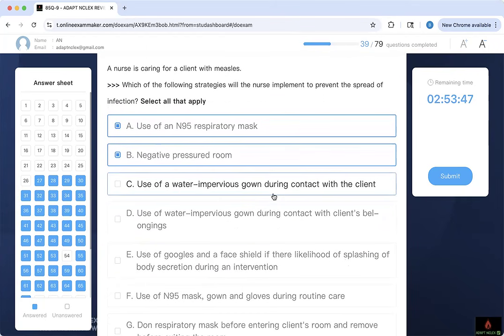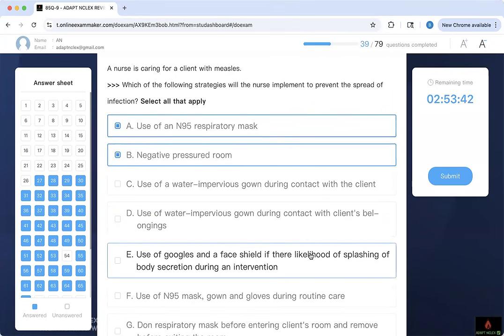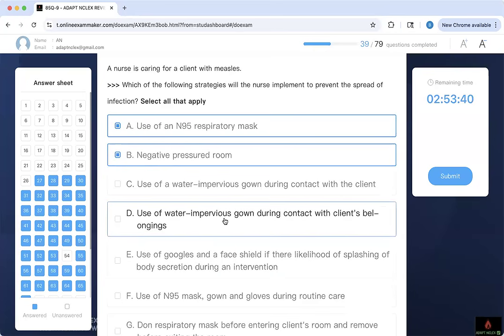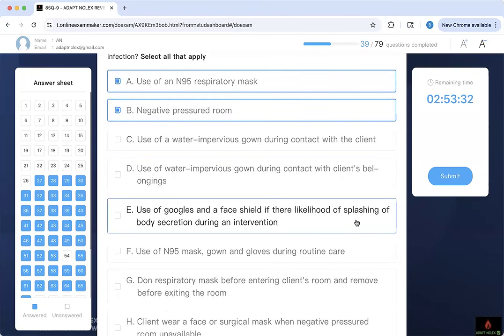Use the water impermeable gown during contact with the client. It's not contact precaution. It's a trap. Use of water impermeable gown during contact with the client belongs. It's not contact precaution. Forget about it. Use goggles and face shield if there's a likelihood of splash. Yes.